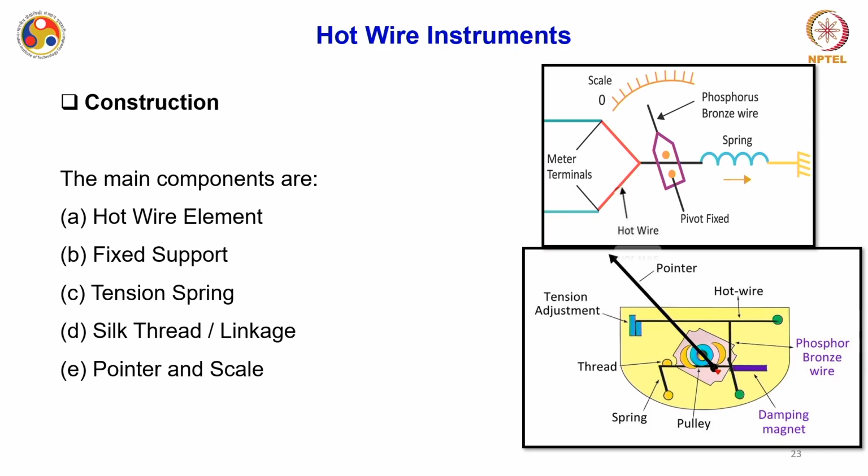So, let us see the construction of this hot wire kind of instrument. The main components of a hot wire instrument are the hot wire element itself, which is the basic building block, a fixed support, a tension spring, and a silk thread, sometimes also known as linkage. Linkage is nothing but a thread of silk or any other non-conducting stretchable material. And then we have a pointer and scale arrangement.